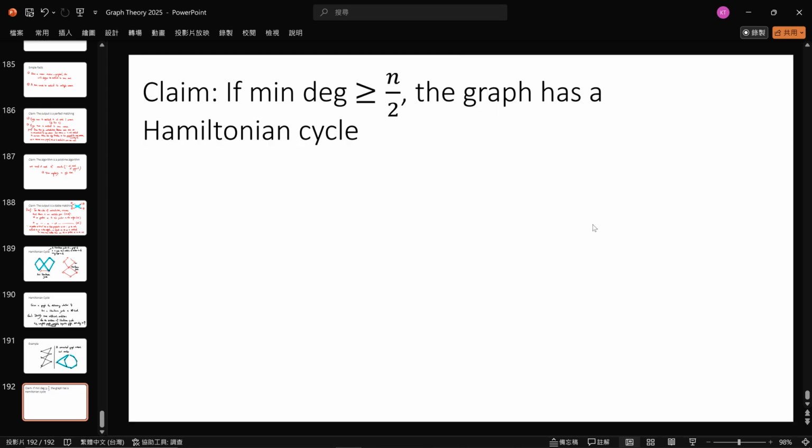Anyway, next we're going to show that this is true. And also we're going to give you an algorithm to find a Hamiltonian cycle when this condition holds. So let's start with the algorithm. In the first step, we're going to find not a Hamiltonian cycle, but a maximal path.